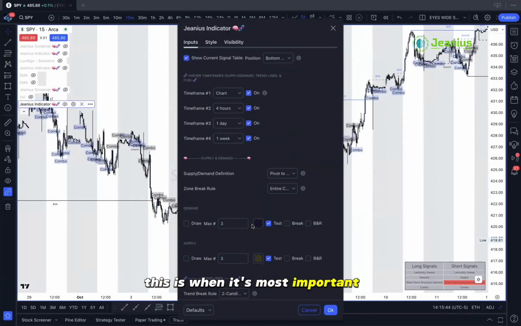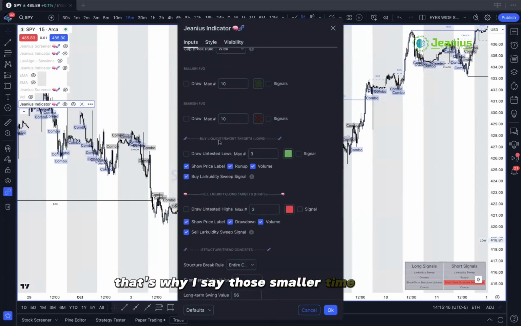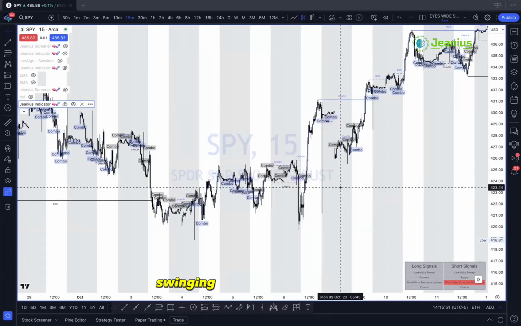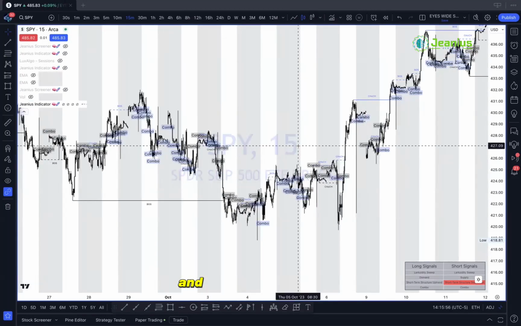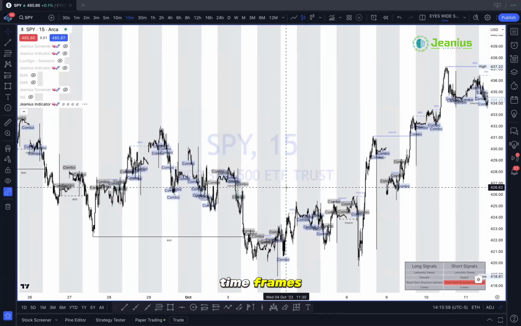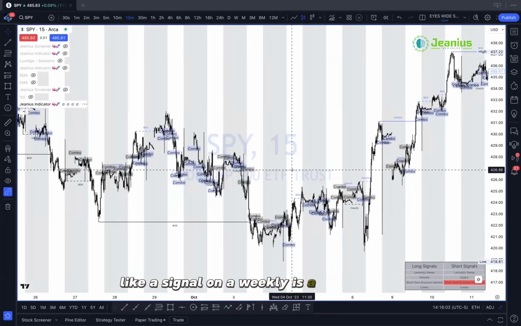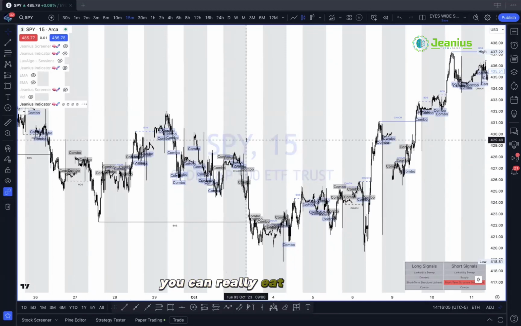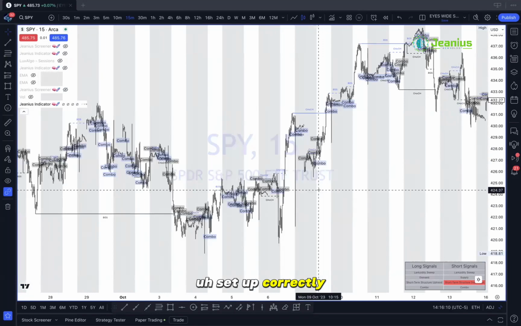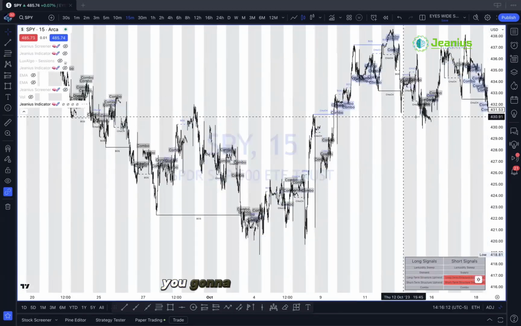This is when it's most important, that's why I say those smaller time frames can be real tricky, because it's a lot of volatility, it's a lot of swinging pivots here and there, and so it's less accurate. You're more accurate when you're finding these things on higher time frames. Like a signal on the weekly is a great signal. You can really eat off of that. But if you don't have your settings set up correctly on these smaller time frames, you're going to have some trouble.